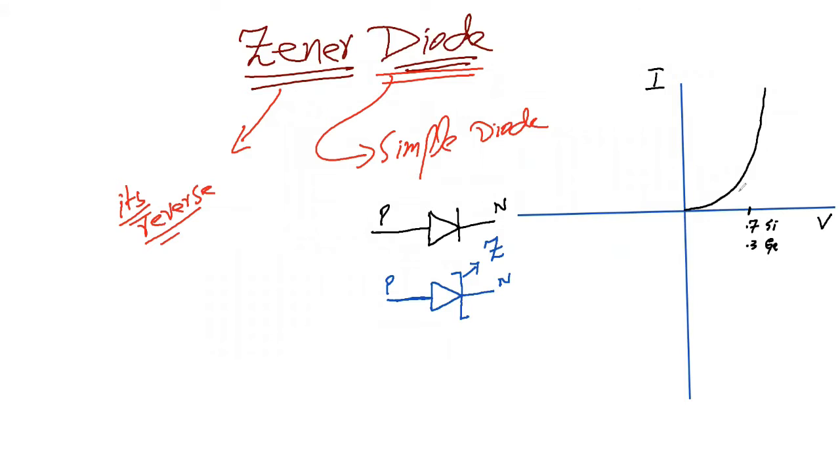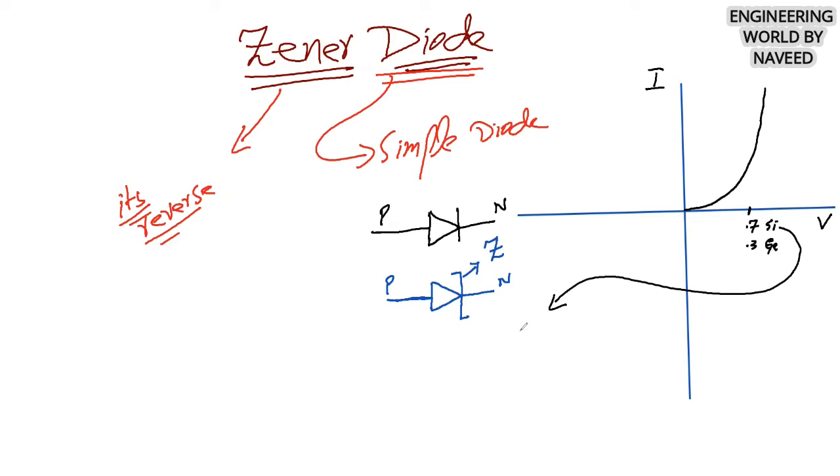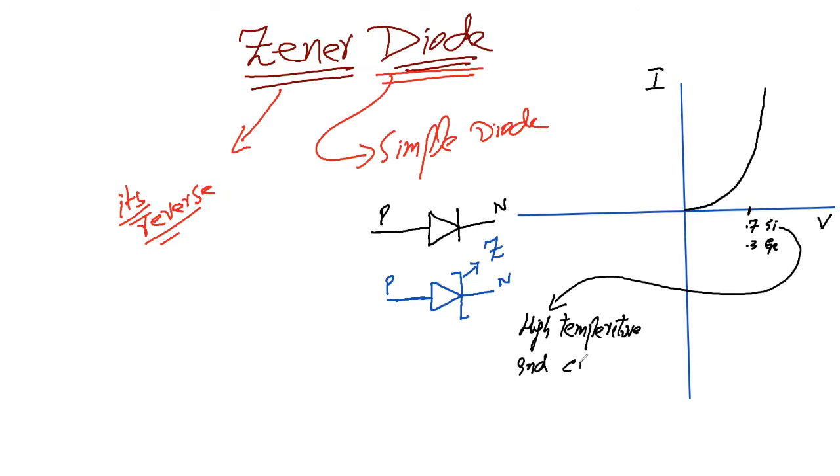But mostly in the Zener diode we use silicon. Why are we using silicon as compared to germanium in the Zener diode? That is because of silicon's high temperature and high current capability. The temperature and current capability of silicon is higher than germanium. So that's why we mostly use silicon in the Zener diode as compared to germanium. So now let's discuss the difference.